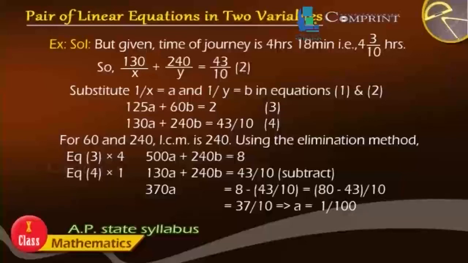Using the elimination method, equation 3 into 4: 500a plus 240b is equal to 8. Equation 4 into 1: 130a plus 240b is equal to 43 by 10. Subtract. 370a is equal to 8 minus 43 by 10, is equal to 80 minus 43 by 10, is equal to 37 by 10. A is equal to 1 by 100.